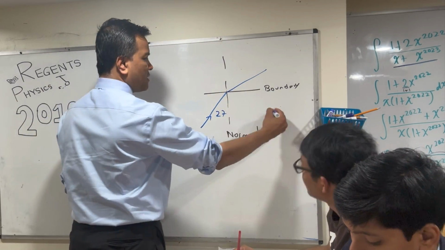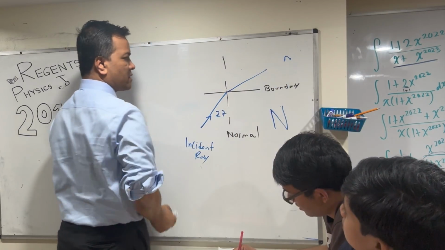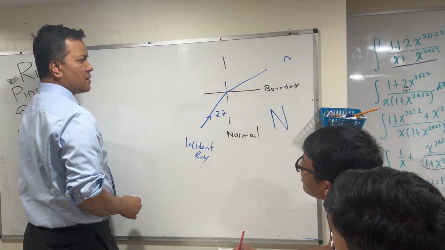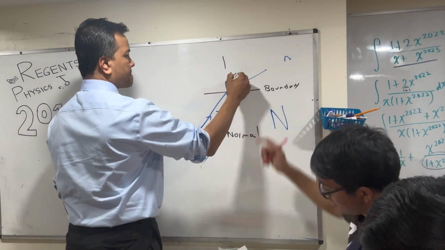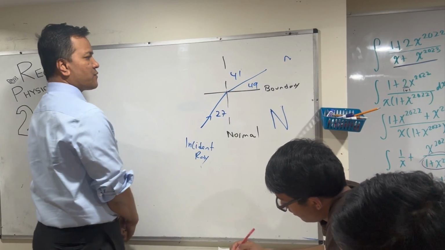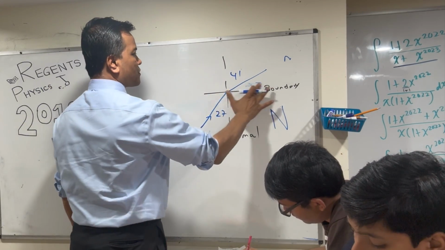Why away from the normal? Because this is big N and this is small n. Okay. Which one is the angle of refraction? 41 and 49. So Isaac, which one is the angle, 41 or 49? 41, because it's measured from the normal once again.